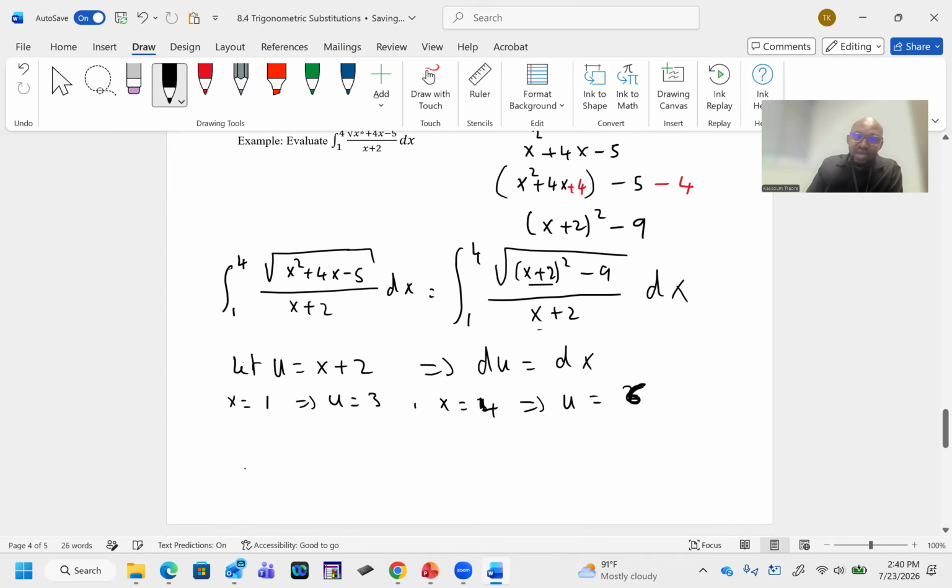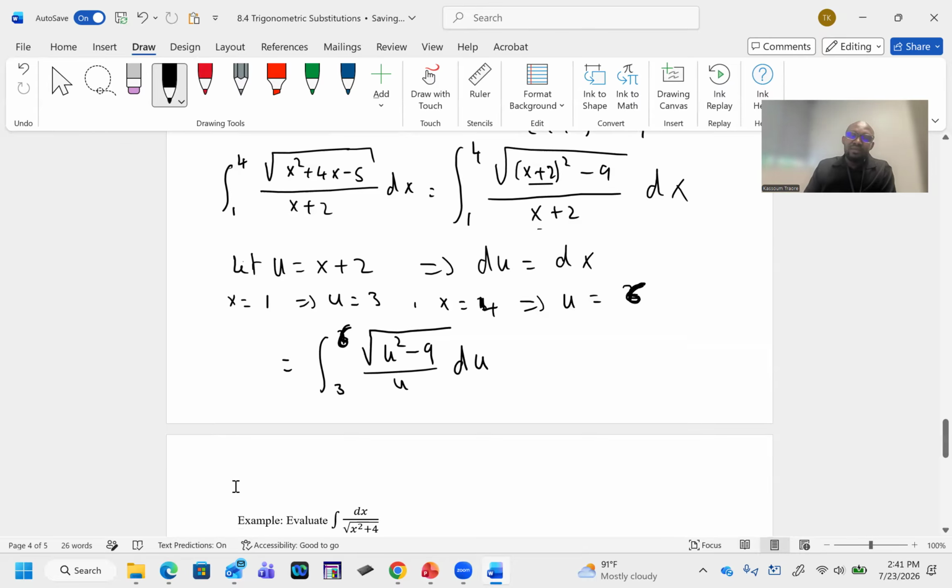So now my substitution will be what? If I substitute u, I will have from 3 to 6 of the square root of u squared minus 9 divided by u du, right? Then I'm not done yet.